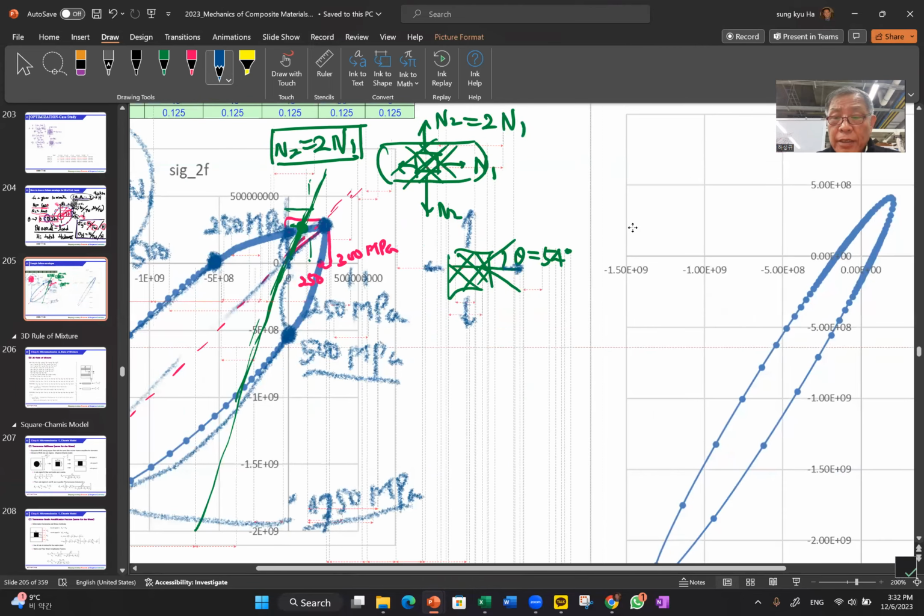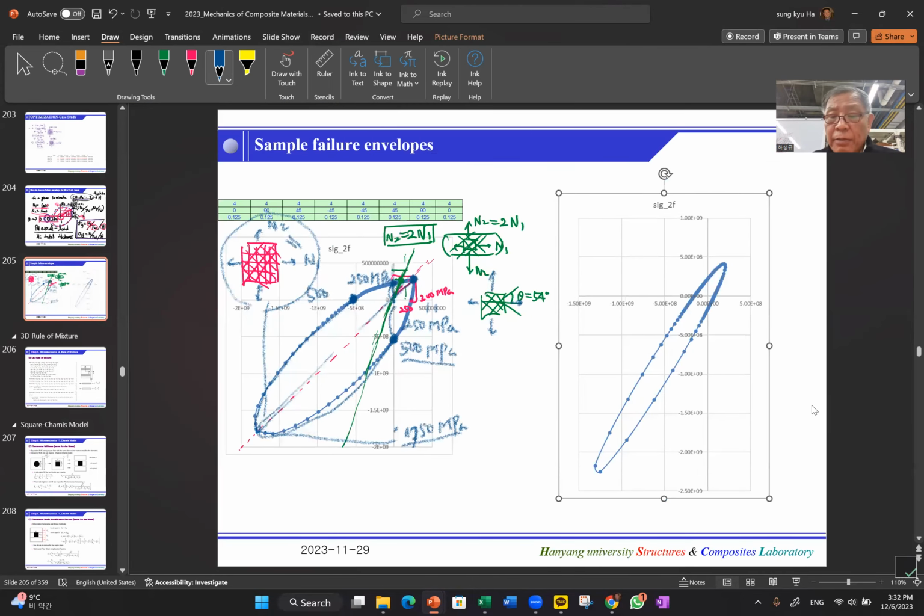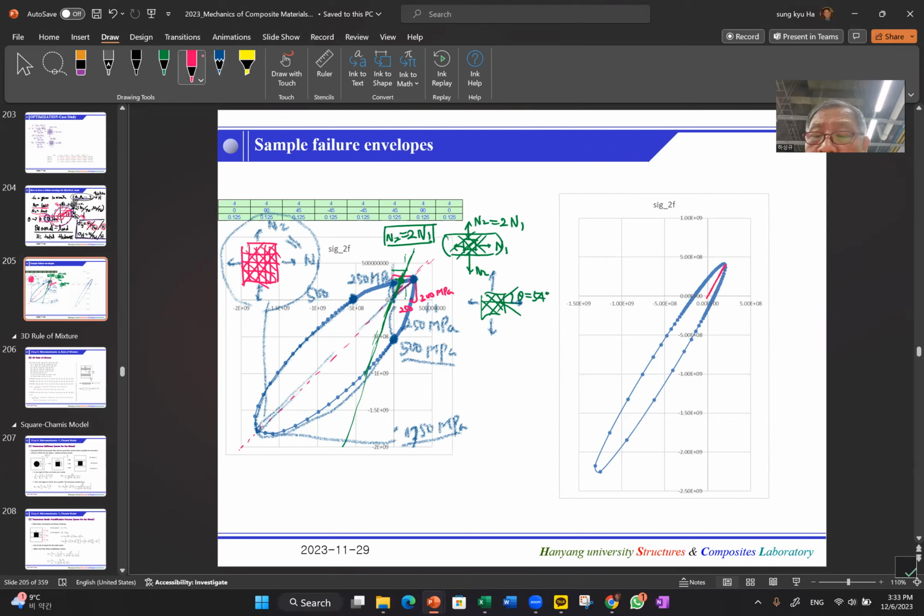As you can see, this failure envelope is very high, higher than the uniaxial strength. And why is this high? I cannot plot it precisely, but as you can see, this is a tension mode. And here, I'm sure this will be the 1:2 ratio.